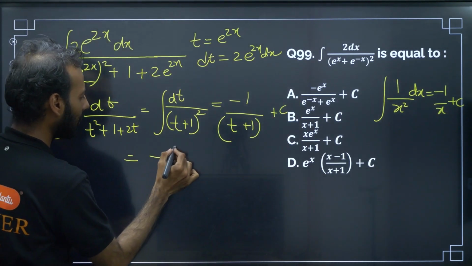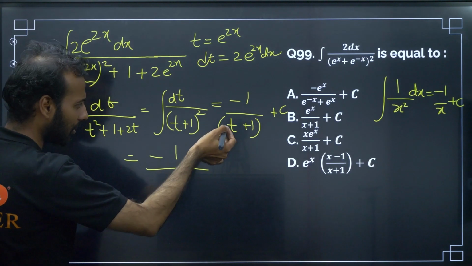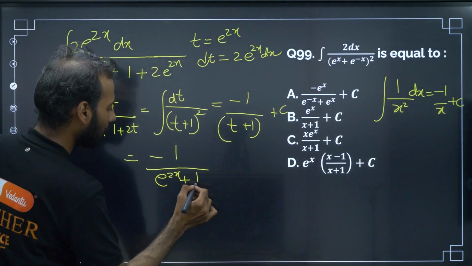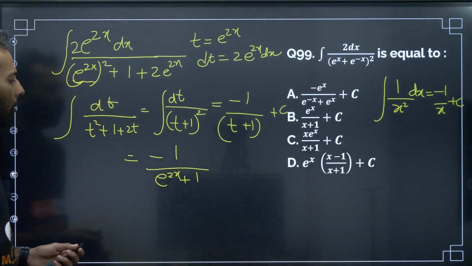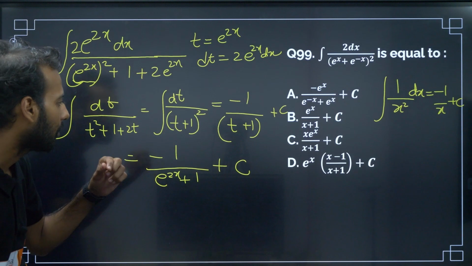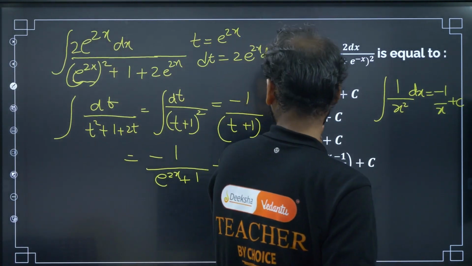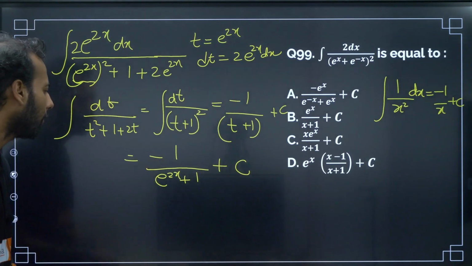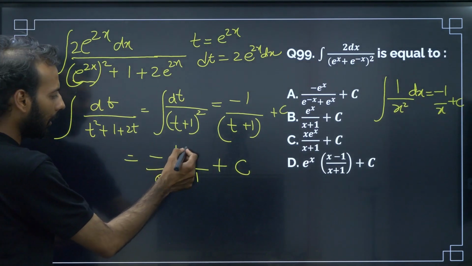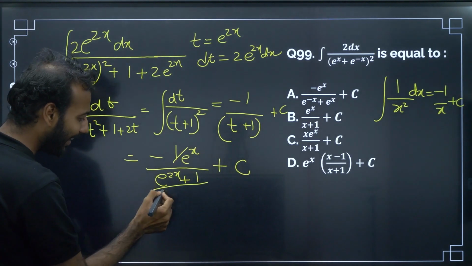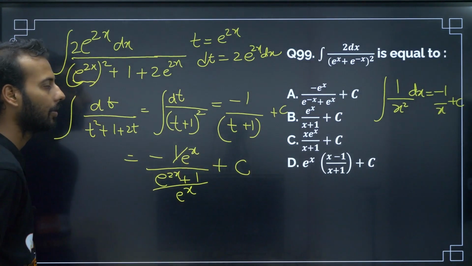Next, just resubstitute the t. We are not interested in this t, so we will go back to e power 2x plus 1. Now this is the final answer and we have to write plus c, and we'll see if any option is available. A ready-made option is not there, so further we have to manipulate this. Manipulate in the sense we have to do some arrangements so that we get that equation. So let me divide the numerator and denominator by e raised to x.